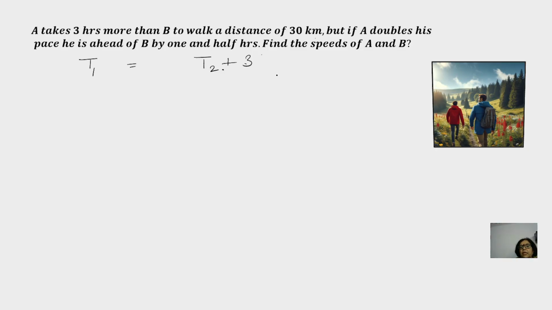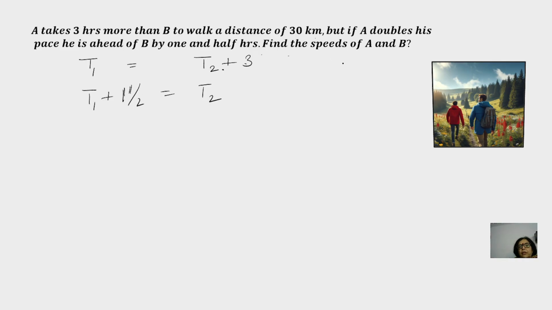This is the first case. In the second case, when he doubles his pace, he is ahead of B by 1.5 hours. So in the second case, T1 is less than T2. T2 is greater. So whatever is the difference, like 1.5 hours, if we add 1.5 hours over here, this will become equal to T2. So in the second case, we'll add 1.5 hours to T1 to get it equal to T2. Now what is T1? Let's take the distance and speed.